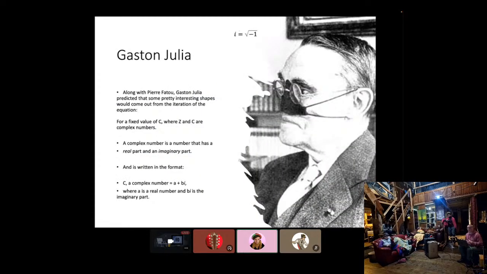There he is. Unfortunately, he lost his nose, so that's how he had to go round for most of his life. And he predicted that some pretty interesting shapes would come out of the iteration of an equation, which was, for a fixed value of c, where z and c are complex numbers, we'll get these potentially interesting patterns out of it. We'll go a bit more into the maths in a minute, so I'm not going to talk about that anymore.